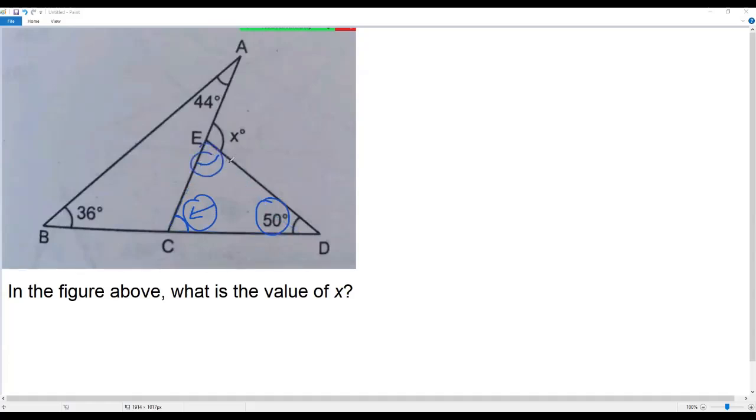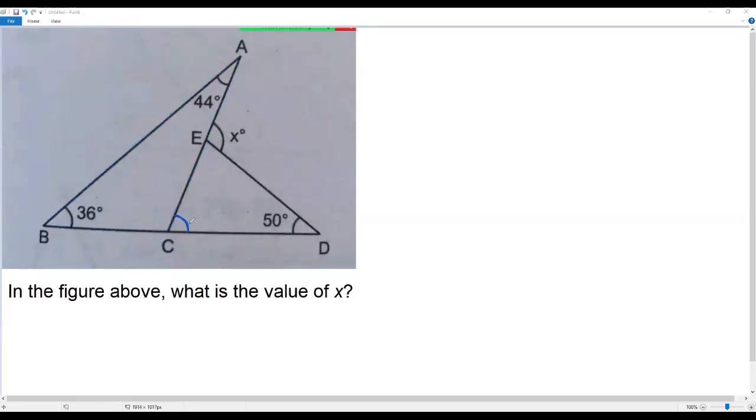Once I get this one, this angle measure and the x degree over here are a linear pair. Whenever two angles are a linear pair, they form a straight angle, so they must add up to 180 degrees. Okay, now my aim is to get the angle measure over here. This is the exterior angle of the triangle ABC, because this angle is outside of the triangle ABC.